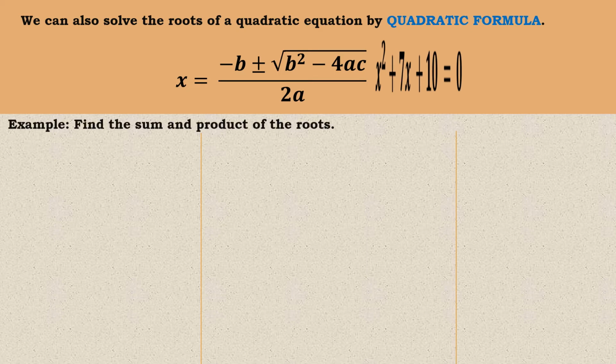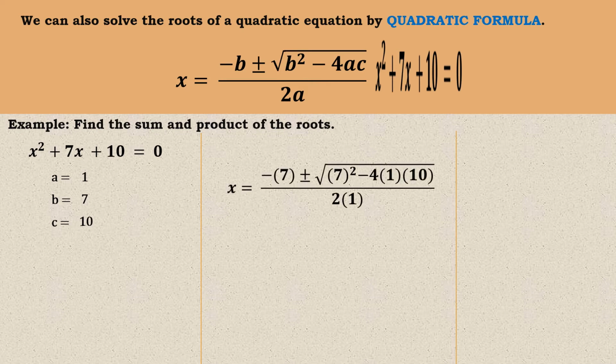Here is an example: find the sum and product of the roots. If we are given x squared plus 7x plus 10 equals 0 and we are asked to find the sum and product of the roots, all you have to do is find the roots. In solving for the roots, we need to use the quadratic formula. So find the values of a, which is 1, b, which is 7, and c, which is 10. Then substitute them into the formula.